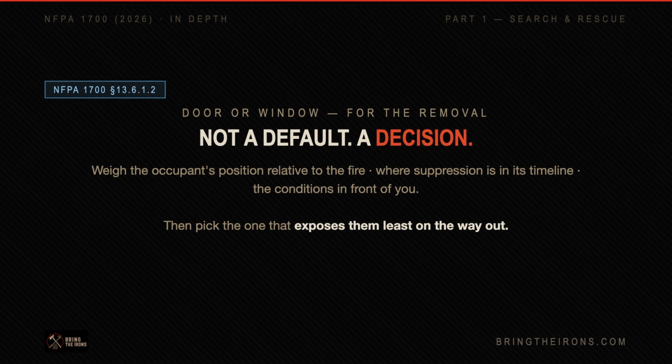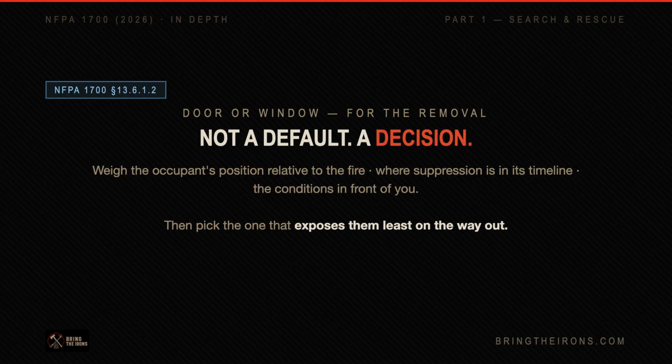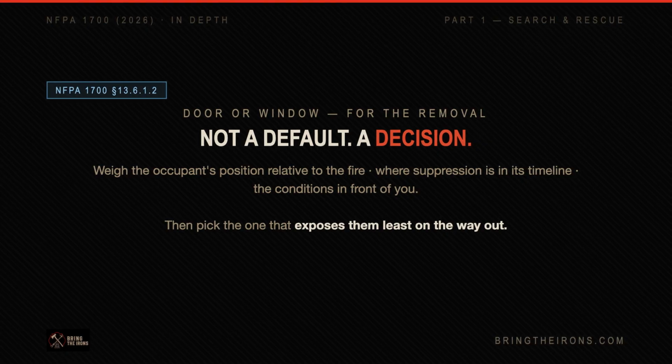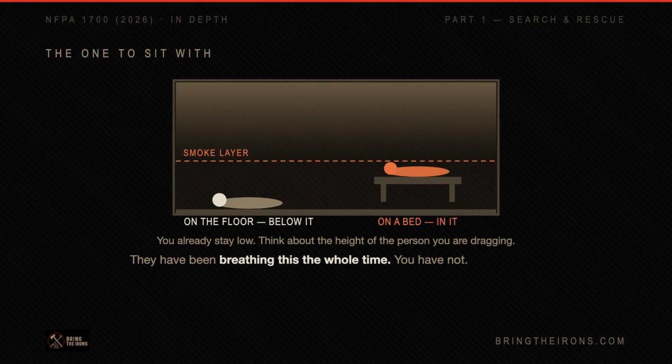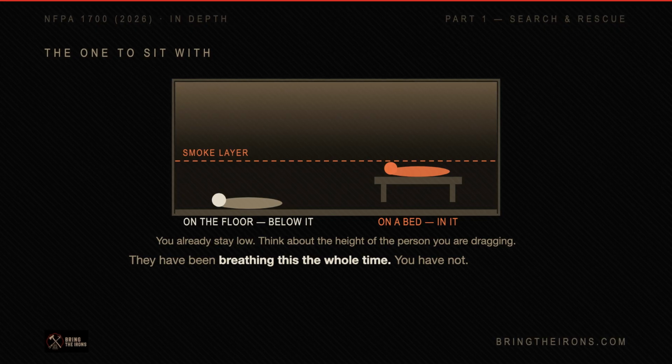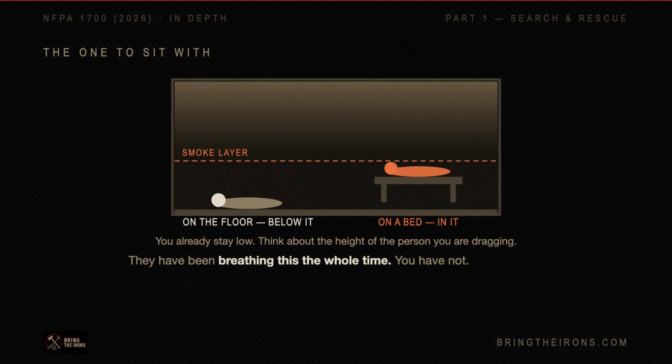The standard says weigh where the occupant is relative to the fire, where suppression is in its timeline, and what the conditions actually are. Then pick the one that exposes them least on the way out. That third one is worth sitting with. Head low on the intake side. You already know to stay low yourself. The standard is asking you to think about the height of the person you are dragging, because they have been breathing this the whole time and you have not.